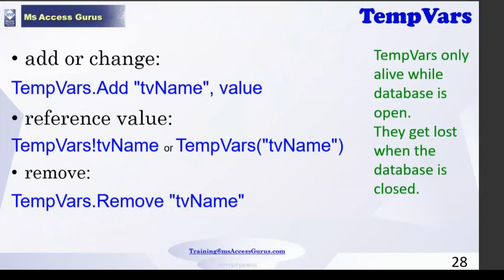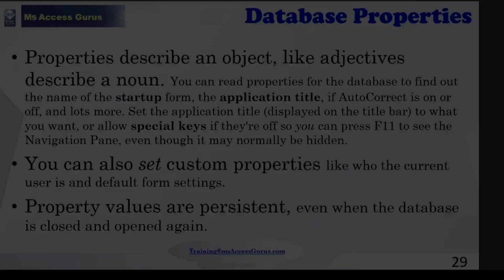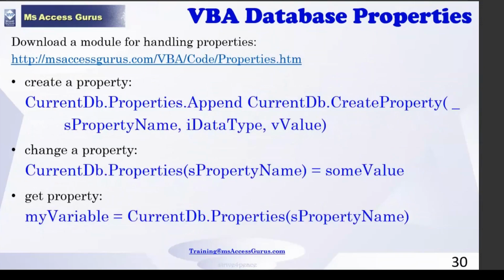TempVars, Maria talked about TempVars. They do get lost when the database is closed, which is why I like database properties. The database already has properties like the startup form, application title, if special keys are on or off. You can also set custom properties, and they are remembered even when the database is closed and opened again. So I have a link there to a module you can download for handling properties.